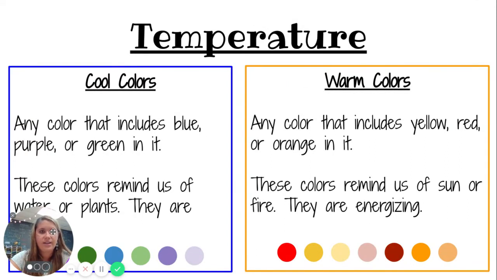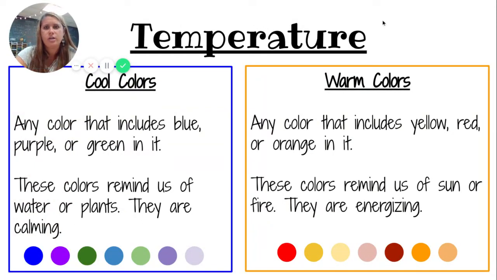So the first thing that I want to talk about is that all colors have temperature. Colors are either cool colors or warm colors. On occasion, they can be both, but not very often. Only red-purple and yellow-green can be both. Cool colors are any color that has blue, purple, or green somewhere in their color name. These colors remind us of water or plants, because we think water is blue, but it's actually clear, it just reflects the sky color. And plants are green. I don't know what's purple, but it's still associated with the cool colors because it contains blue as part of its color.